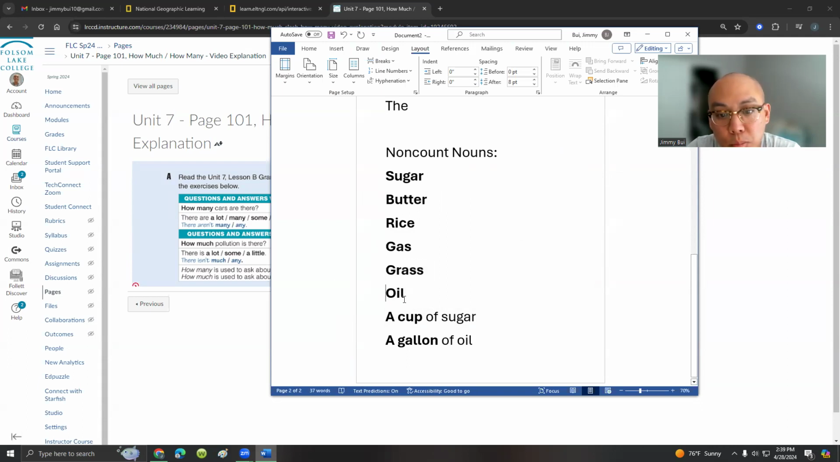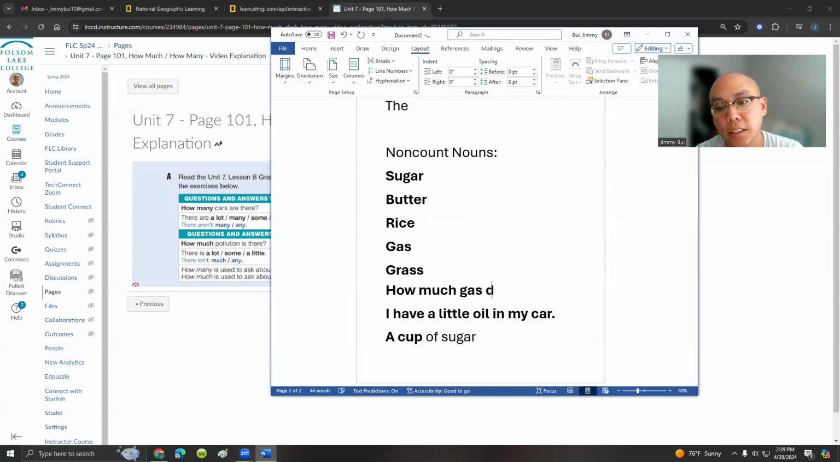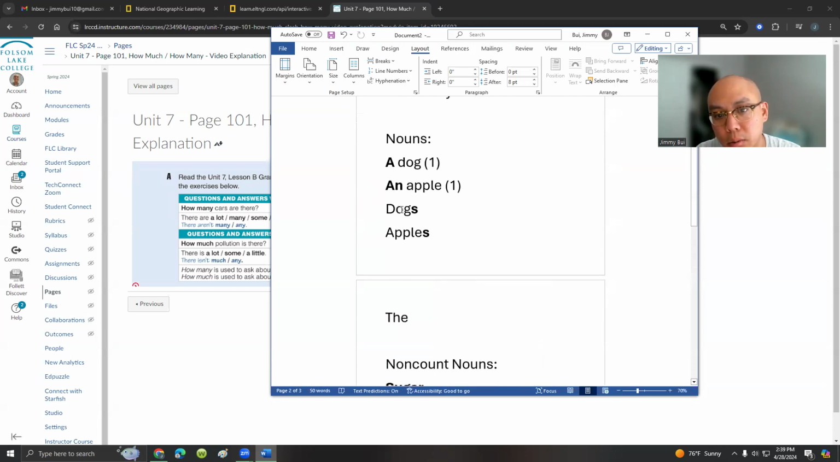So we use expressions such as there is a lot, there is some, there is a little. I have a little oil in my car, right? How much gas do you need? In these nouns, you do not add an S. So a sugar is not one, and adding an S is not two or more or plural. The plural form is the same as the singular form, whereas with count nouns, we add an S.